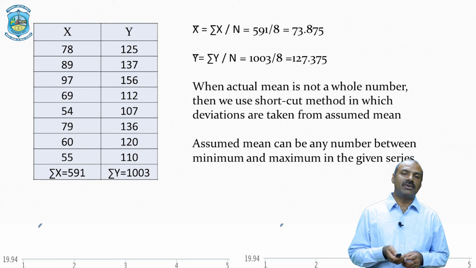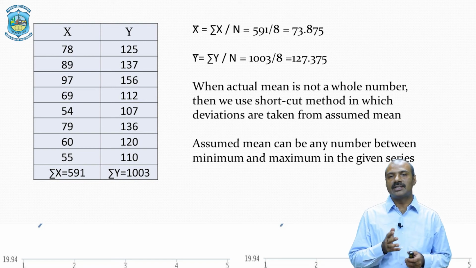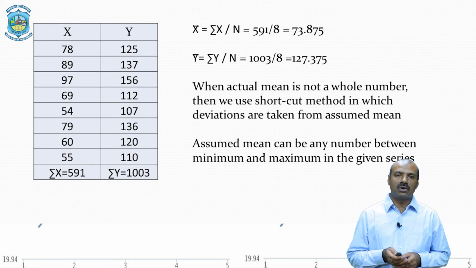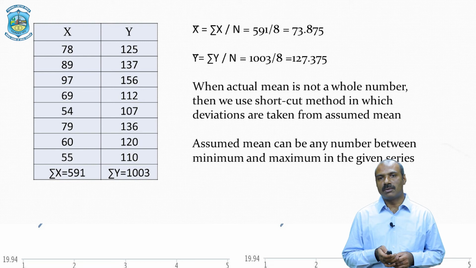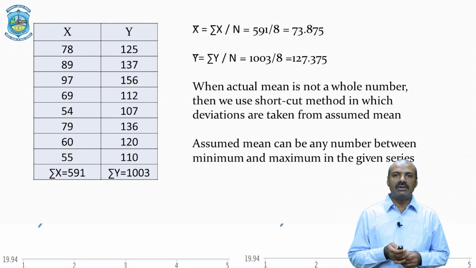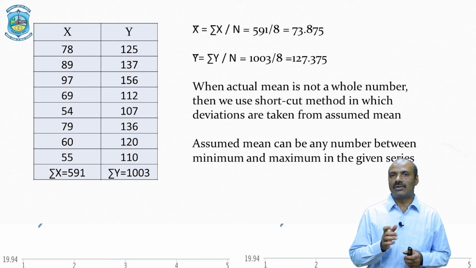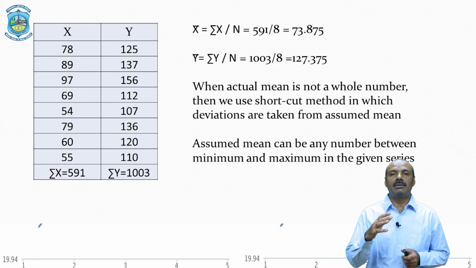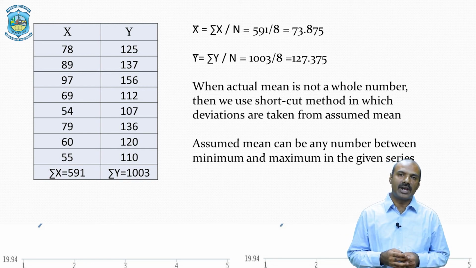We are first checking whether the arithmetic mean of the x and y series is in whole numbers or not. When we add all the values of x, it comes out to be 591 and the number of observations is 8. If we divide, it comes as 73.875, which is a fractional value. Now if we subtract this fractional value from all the values of x, all the values will be in decimals, that is, in fractions. So to avoid the complexity, we are using an assumed mean.